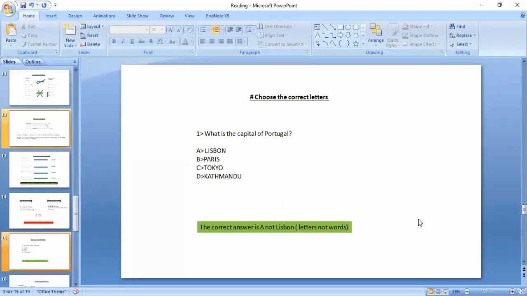Now, choose the correct letters. So this is another type of question. And here it is clearly mentioned in the instruction that you need to choose a letter and not a word. Most of us think that we can write anything in an IELTS exam if it is true, but that's not real. Here it is written, write the correct letters. And the question is, what is the capital of Portugal? And although you might know Lisbon is the correct answer, but if you just write Lisbon, then that might be wrong. There is a high chance, 80% chance, that it might be wrong.